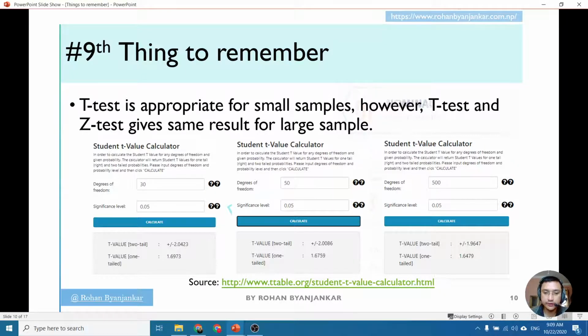It is similar to the z value at 0.05. So the t value will approach the z value if the sample size is large. So we can use t test or z test in case of large sample size.